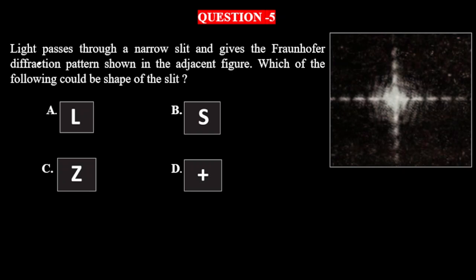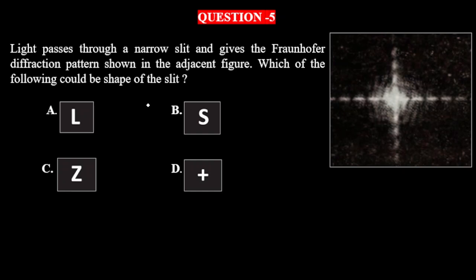Here it is written, a light passes through a narrow slit and gives the Fraunhofer diffraction pattern shown in the adjacent figure. Which of the following could be the shape of the slit? So what is written here? We have a diffraction pattern of some unknown shape of slit. Looking at this diffraction pattern, we have to guess which of the following shapes could be the shape of the slit which will give this diffraction pattern.